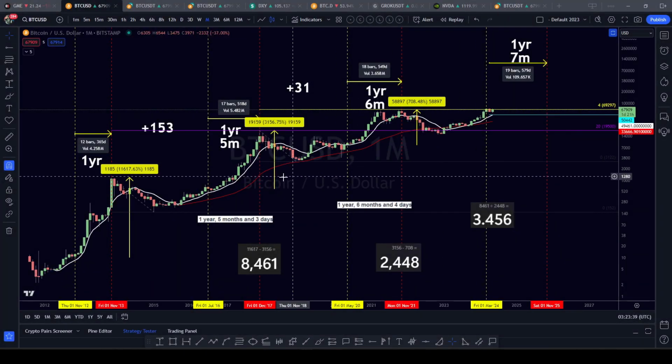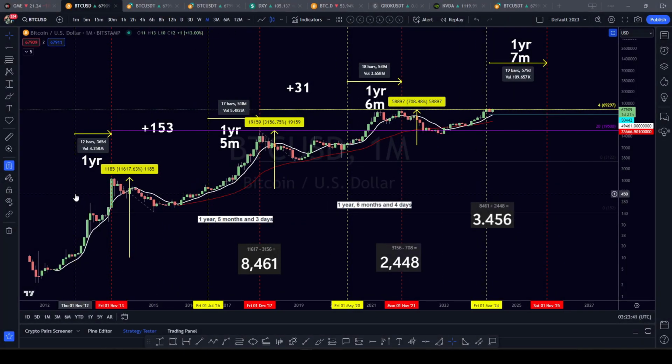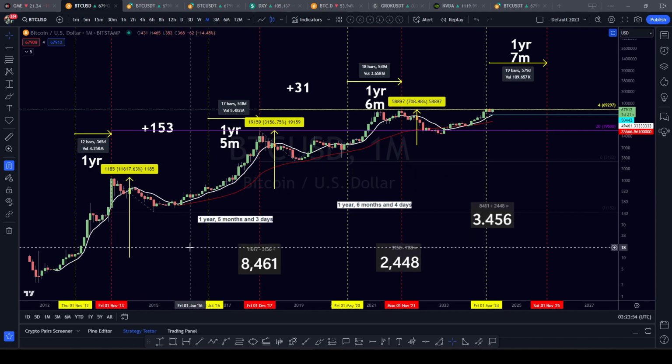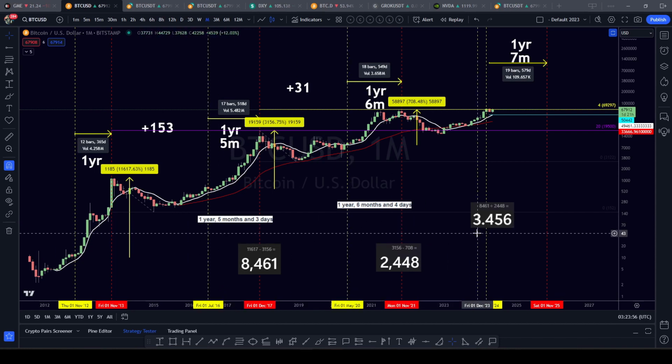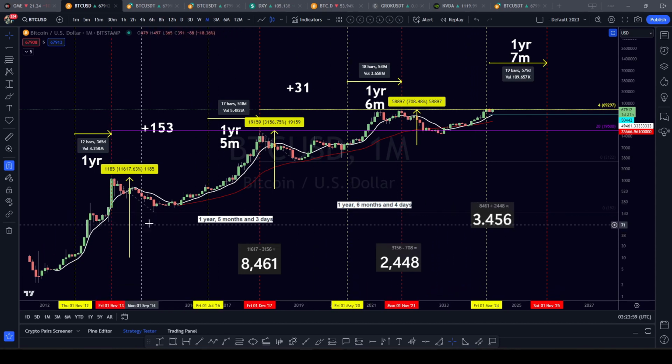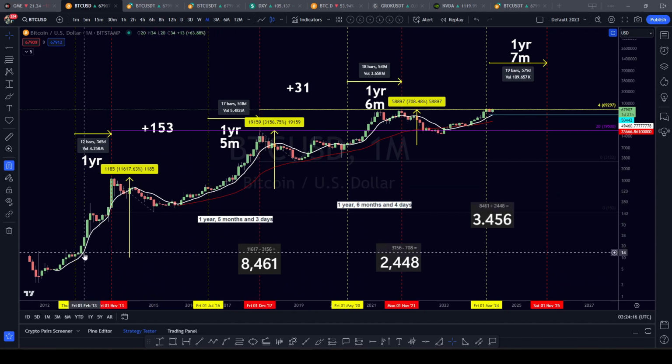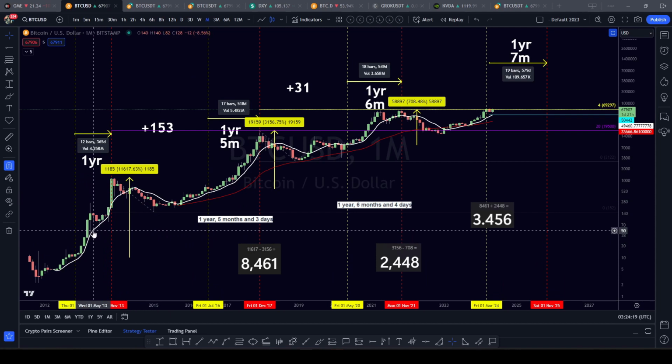Now, there are a couple of key features that I want to point out. The yellow signifies the month of the Bitcoin halving. This is a monthly time frame, and we have all four halvings identified in yellow. Then we also have the red identifying the all-time high. Another feature I want to point out is the white line. This is the 9 moving average.